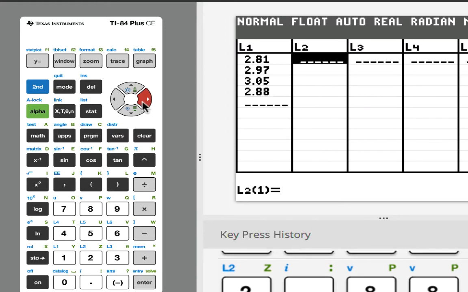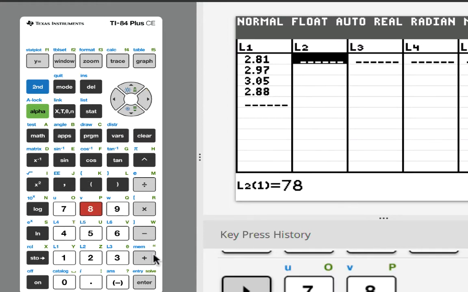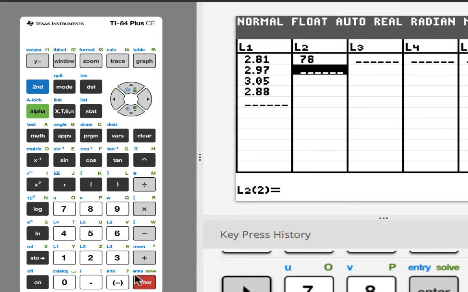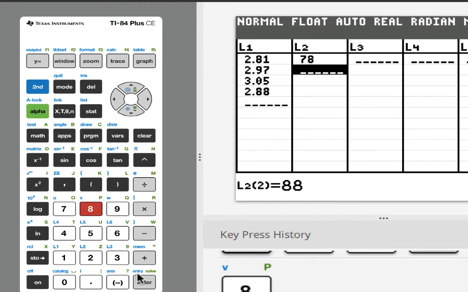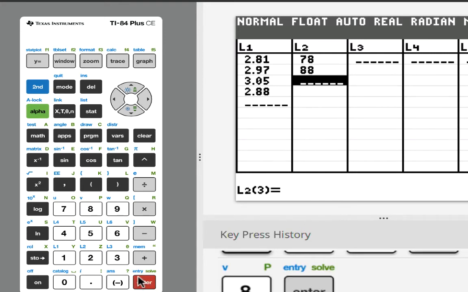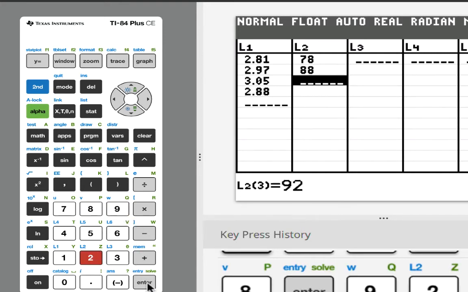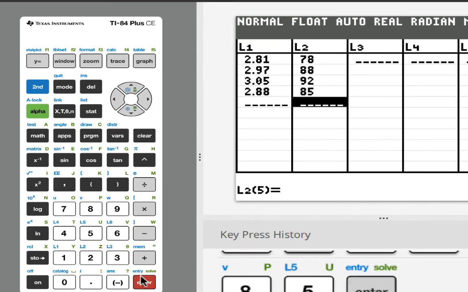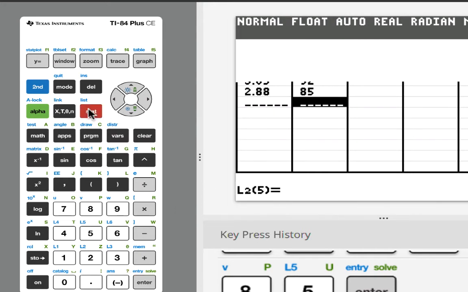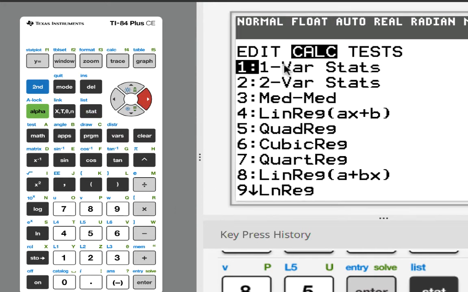Next column, 78, enter. 88, enter. 92, enter, and 85, enter. Now we want that regression equation, and so we're going to click on stat, calc. We are going to look at linear regression, either ax plus b or linear regression a plus bx.